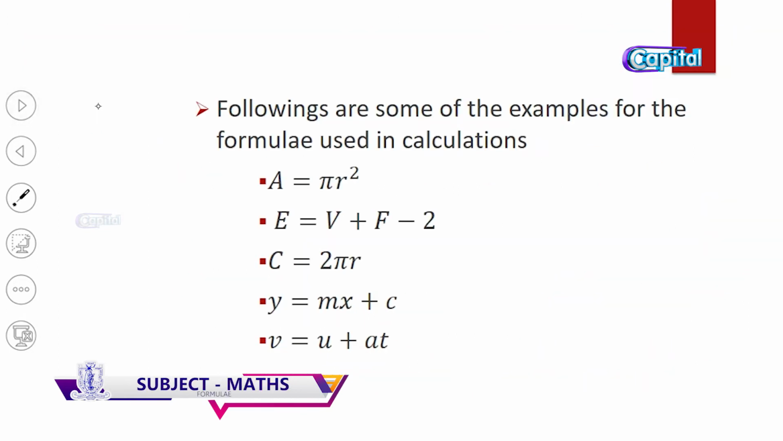These are some of the examples used in the calculations. A is equal to pi r squared, E is equal to v plus f minus 2, C is equal to 2 pi r, y is equal to mx plus c, and the last one is v is equal to u plus at.